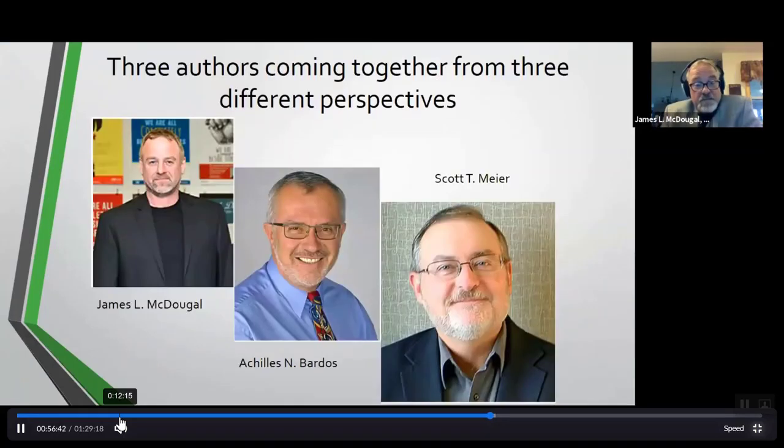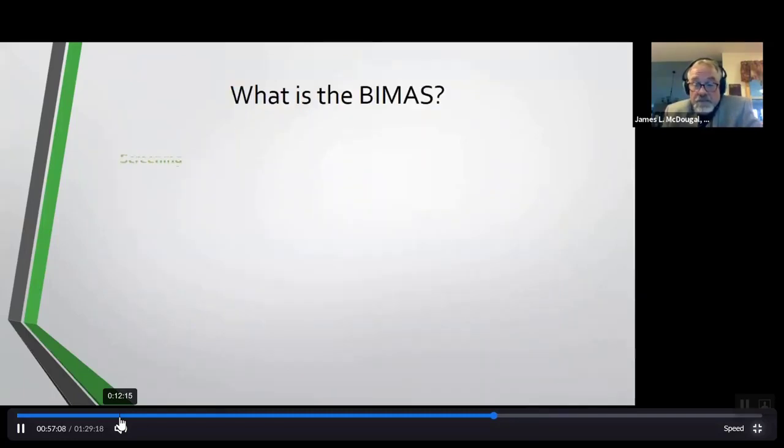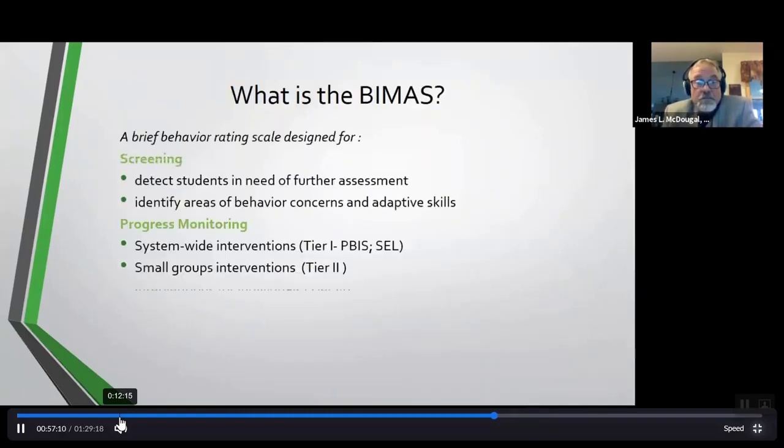Three Musketeers of the BIMAS. It's me. Achilles Bardos is a test developer. He's a Jack Naglieri protege. He is the current publisher, because our publisher did not do a very good job of the programming, and long story short, in a decade, big long divorce, Achilles took it over and got it reprogrammed. He's our publisher. Scott Myers, brains behind the operation. He's our Edison, and he taught us how to construct these scales.